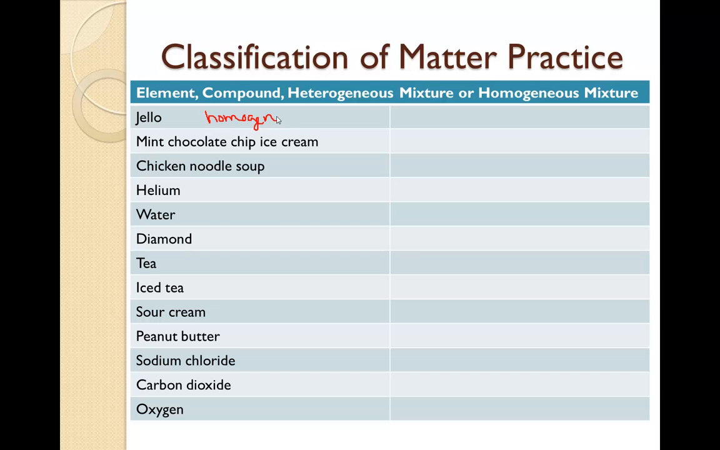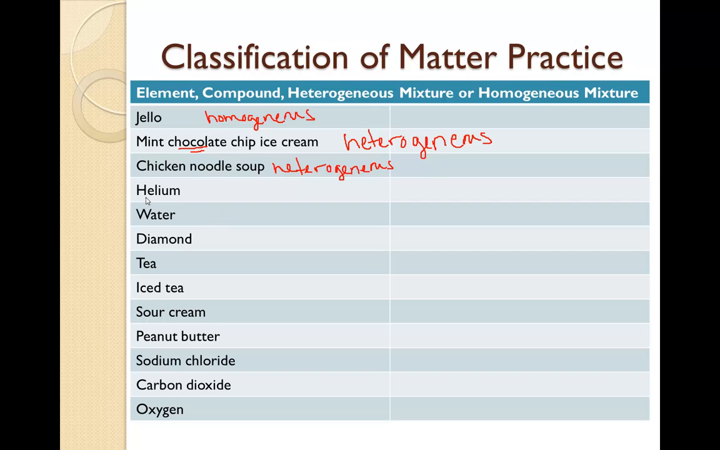Mint chocolate chip ice cream. The chocolate chips are in the ice cream sporadically, so therefore it's going to be heterogeneous. It's a mixture, but it's not mixed evenly. Chicken noodle soup, same kind of ordeal. It's a mixture and it's not mixed evenly. It does not look the same every place you look at it. So it's hetero.